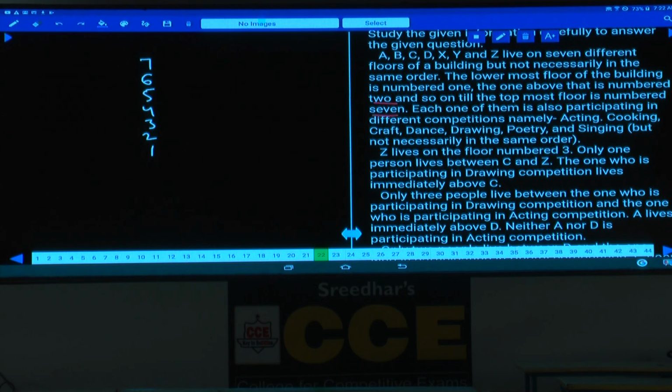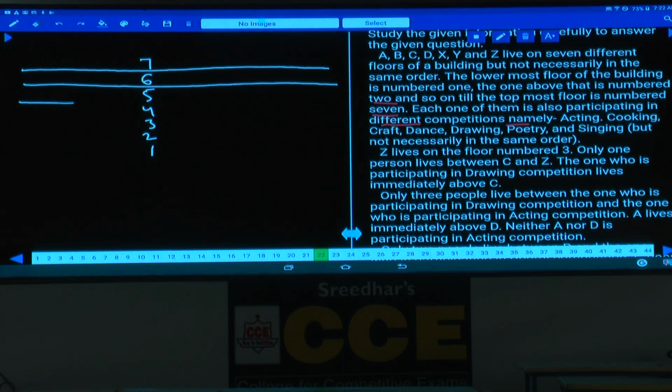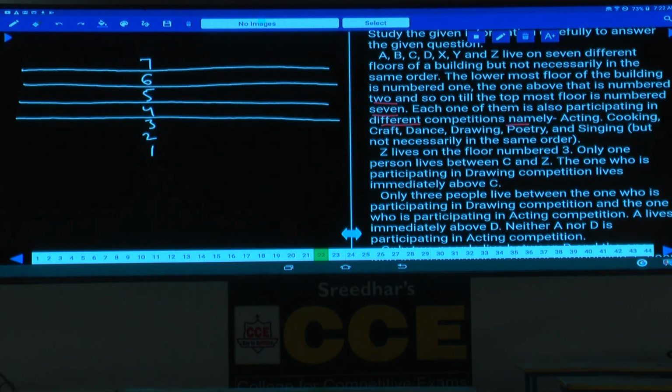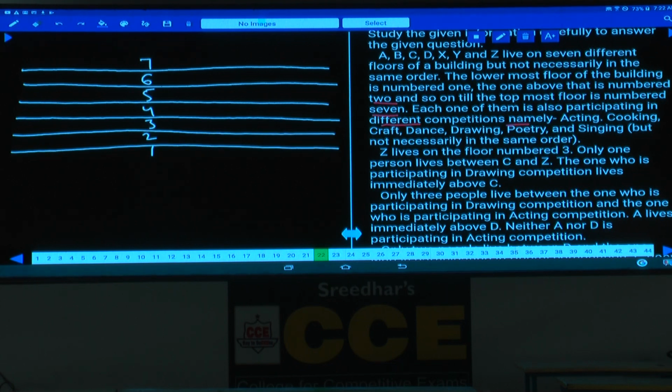And each one of them is also participating in a different competition, namely acting, cooking, craft, dance, drawing, poetry, and so on. Hence, in total, how many persons are there? 7 persons, and each one of them is participating in a different competition. This is the information we have. Now, with the help of this information, check out the first one.